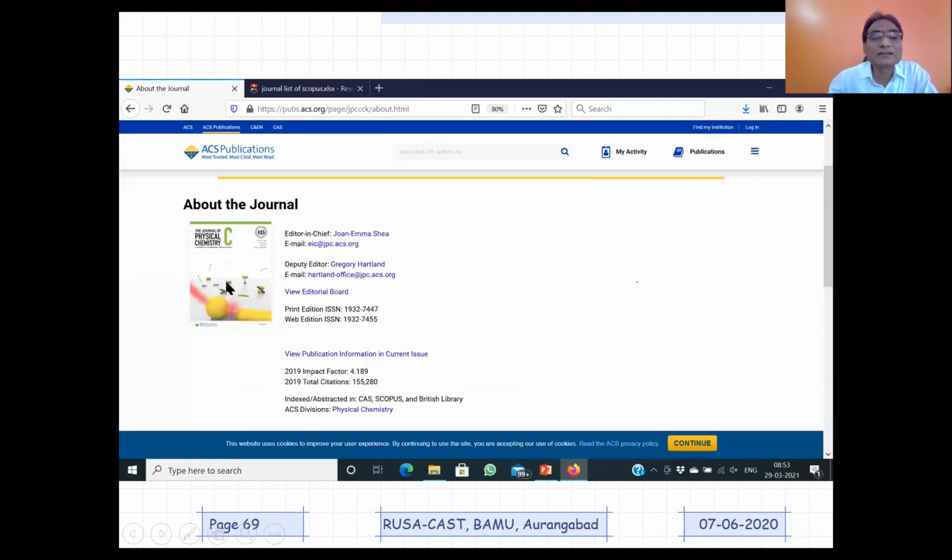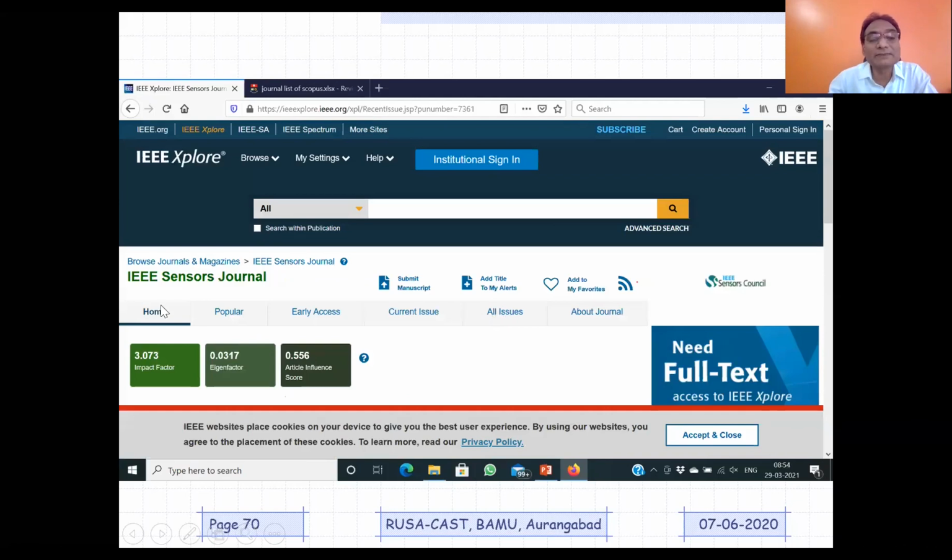This is another journal, Journal of Physical Chemistry C. This is also a material science journal. A lot of the materials which are being used for different applications like sensors, photovoltaic cells, this journal is a wonderful platform for publication of those. See, what is its 2019 impact factor? 4.189, right? And then this is one more, IEEE Sensors Journal, see its impact factor is 3.07, right? And as I told you, the other factors you will not find on the front page, but when you go to its website you will be able to see those 5 parameters that I mentioned.